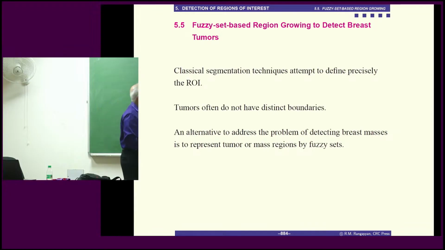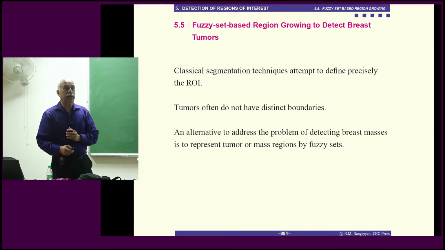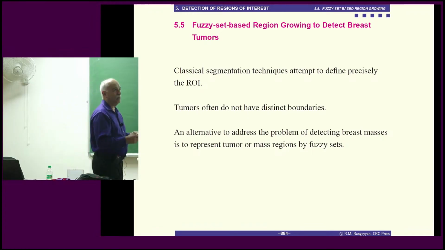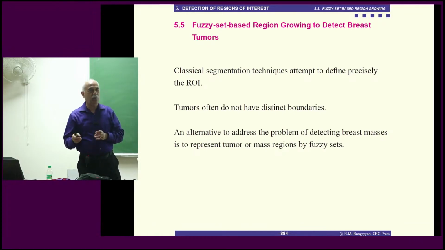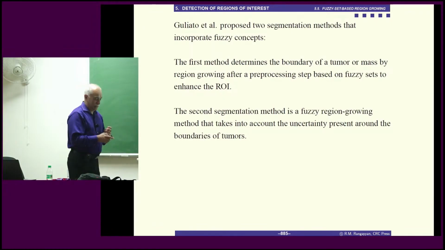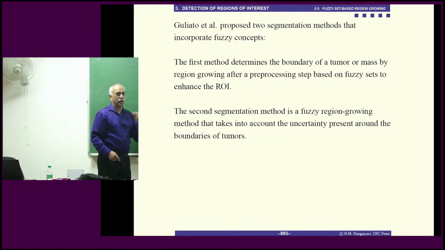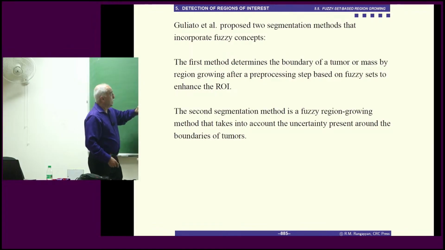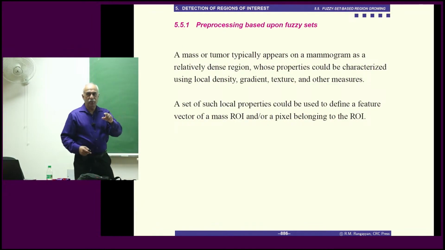So an alternative is to represent the tumor or mass regions by fuzzy sets, where there is a fuzzy membership between 0 and 1. A pixel belongs to a region with a probability or membership 0 to 1, not 0 or 1. So two segmentation methods were developed incorporating fuzzy concepts. The first method determines the boundary of a tumor or mass by region growing after pre-processing based on fuzzy sets. The second is a fuzzy region growing method. So one gives a boundary, the other gives a region.